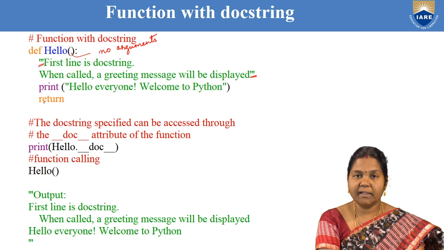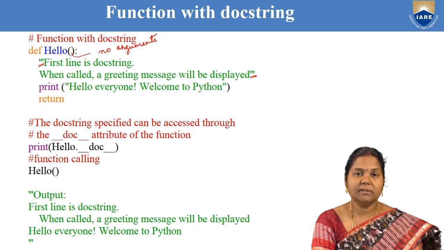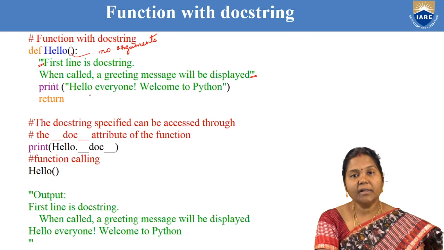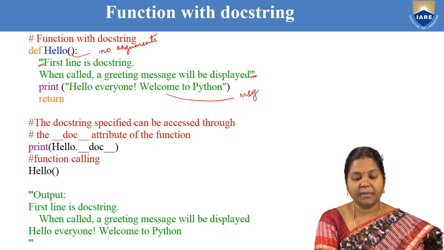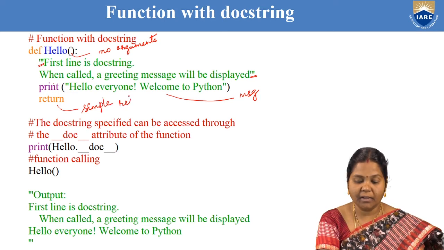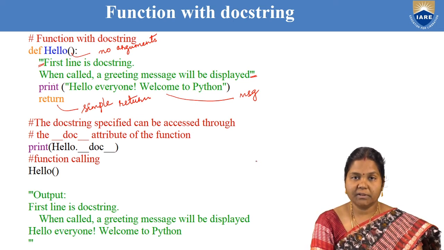Now the first line is the docstring: when called, a greeting message will be displayed. This is just what the function does, some documentation I have written over here. Then the body of the function contains a print statement: Hello everyone, welcome to Python. This is the message which I want to display. And here it is a simple return statement. It will just return the control without returning any value. Okay, so our function definition is over now.